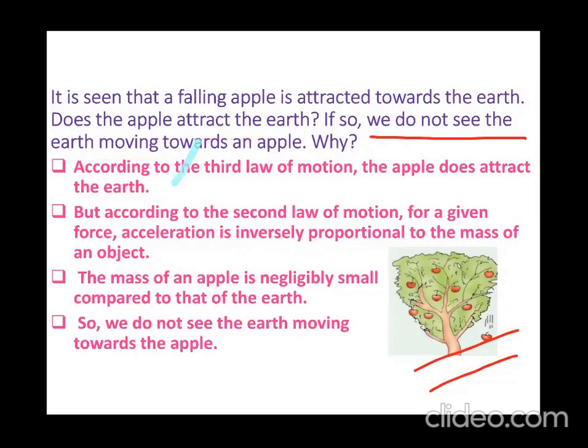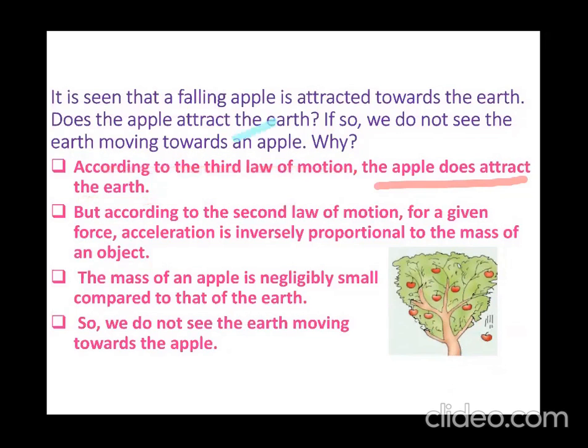Let's try to understand. According to Newton's third law of motion, we know action and reaction are equal and opposite. Right, children? So, we know that the apple attracts earth, but with the same force, because action and reaction are equal and opposite. With the same force, the apple is also going to attract earth and earth is also going to attract apple. Force is same. If force is same, then why is earth not moving? Only apple we can see falling down. Why?